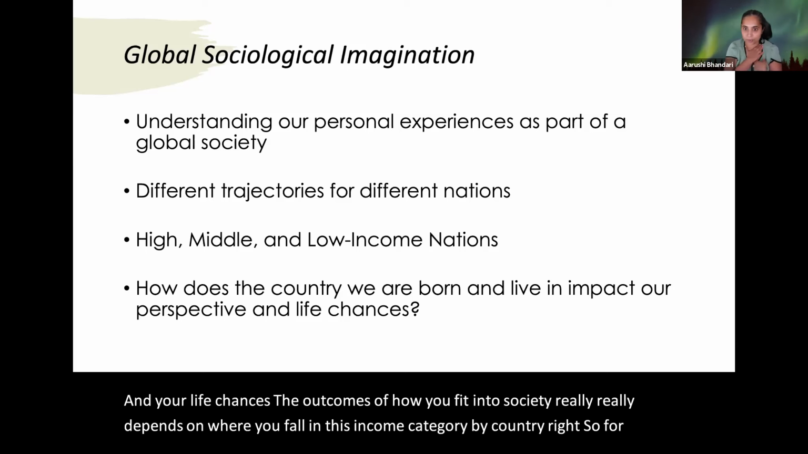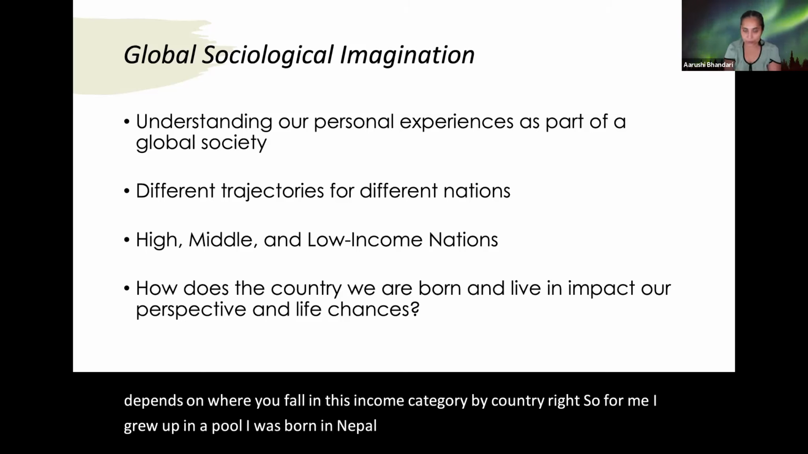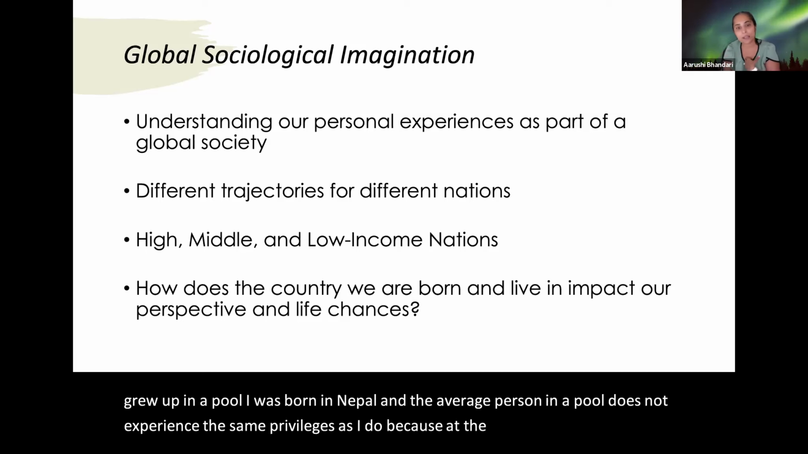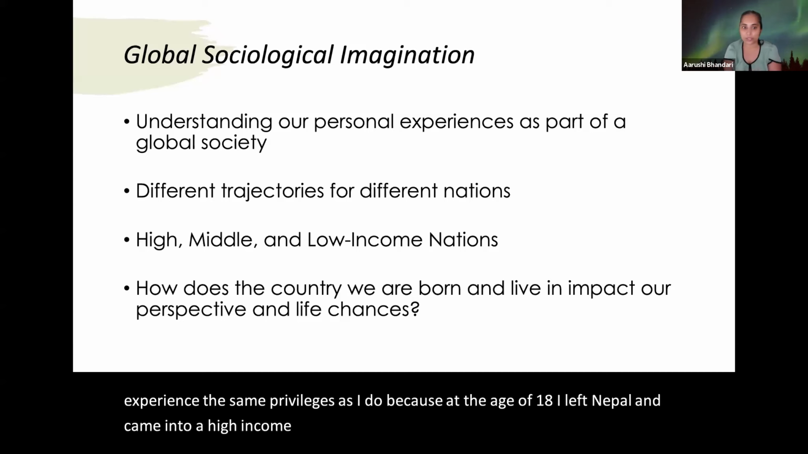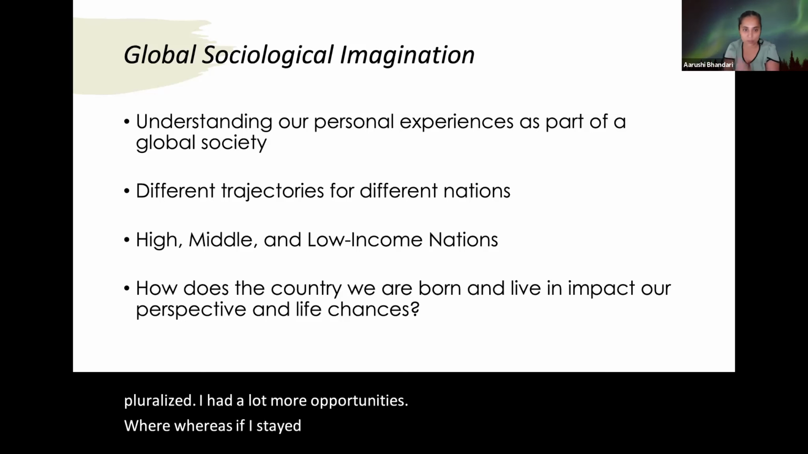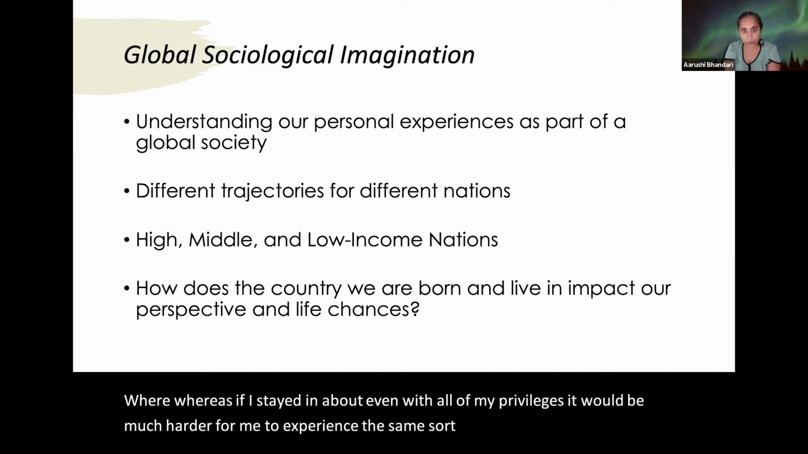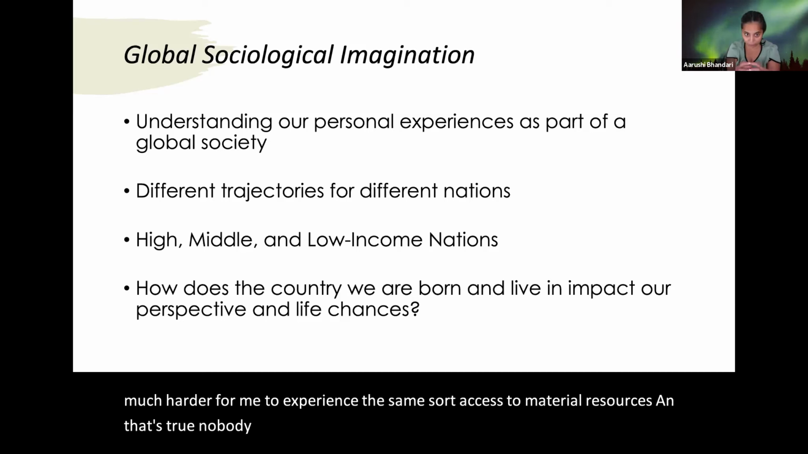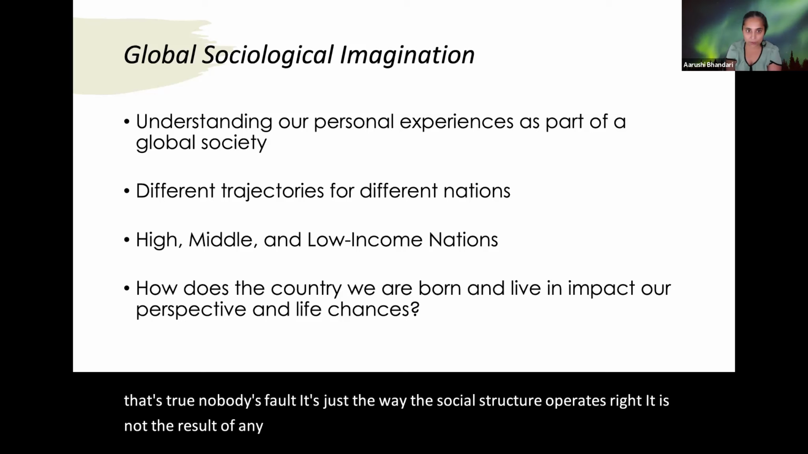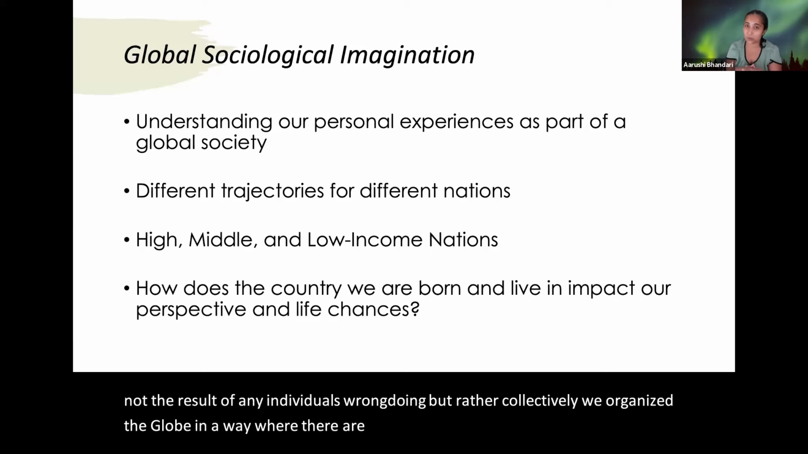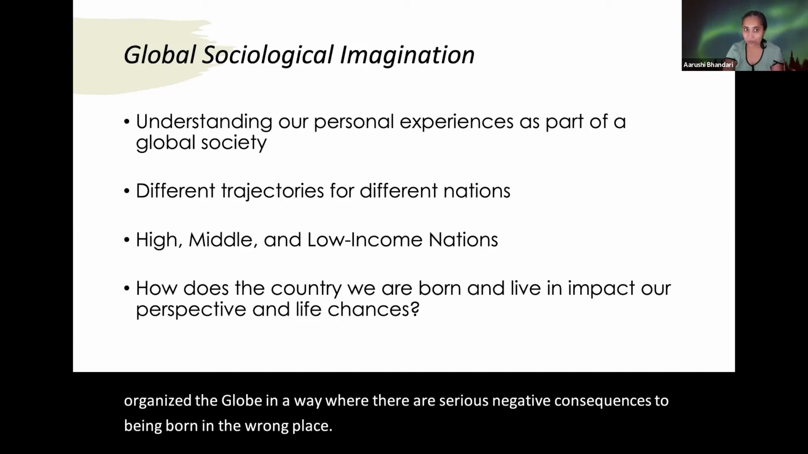For me, I was born in Nepal, and the average person in Nepal does not experience the same privileges as I do, because at the age of 18, I left Nepal and came into a high income country where opportunities were much more pluralized. I had a lot more opportunities, whereas if I stayed in Nepal, even with all of my privileges, it would be much harder for me to have the same access to material resources. And that's through nobody's fault. It's just the way the social structure operates, right? It is not the result of any individual's wrongdoing, but rather collectively we've organized the globe in a way where there are serious negative consequences to being born in the wrong place. So that's something to think about.